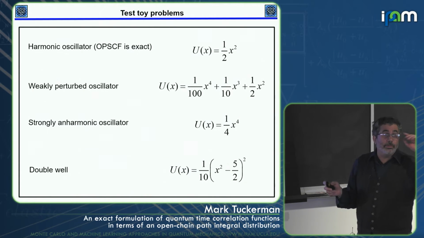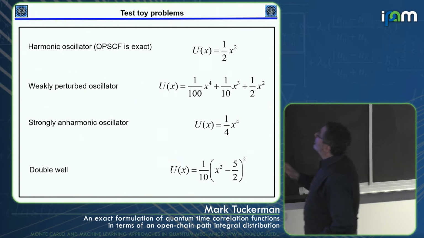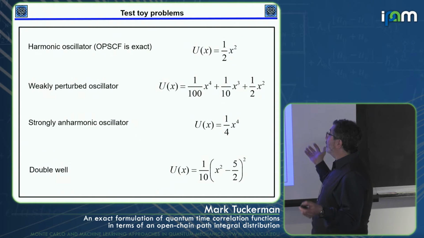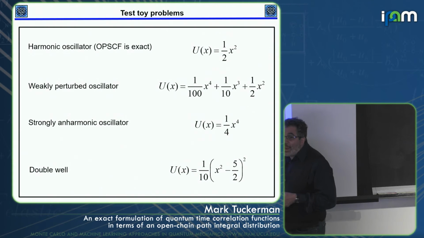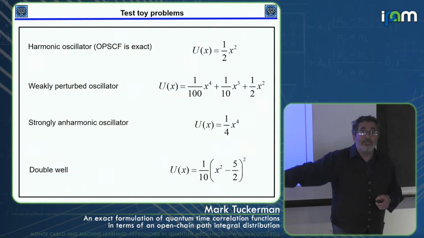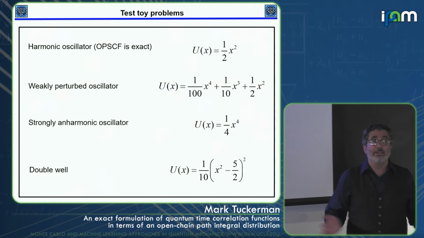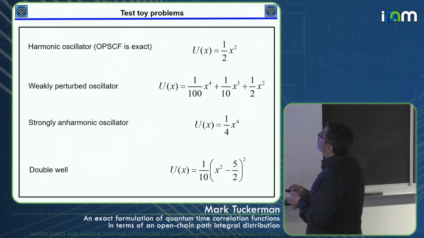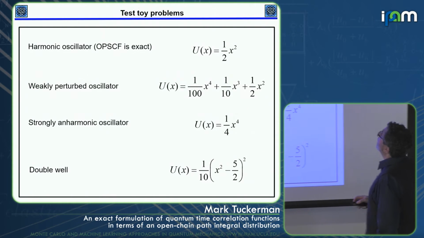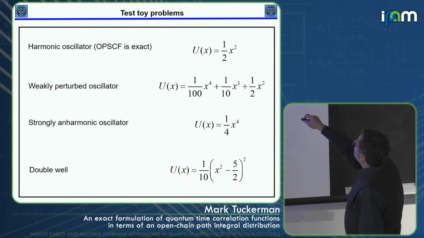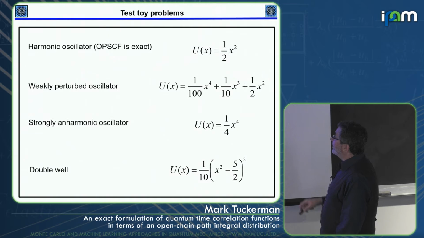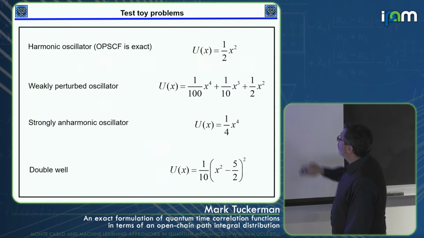I'm going to show you a couple of simple one-dimensional examples of potentials where you can calculate the correlation function exactly, because it's 1D. And in a way, this is actually a little bit more difficult than doing things in condensed phases because there's no decoherence. There's no quantum decoherence. So basically, these things just oscillate forever. They never really die out. So we'll do the harmonic oscillator, a weakly perturbed harmonic oscillator, an anharmonic oscillator, and a double well potential.